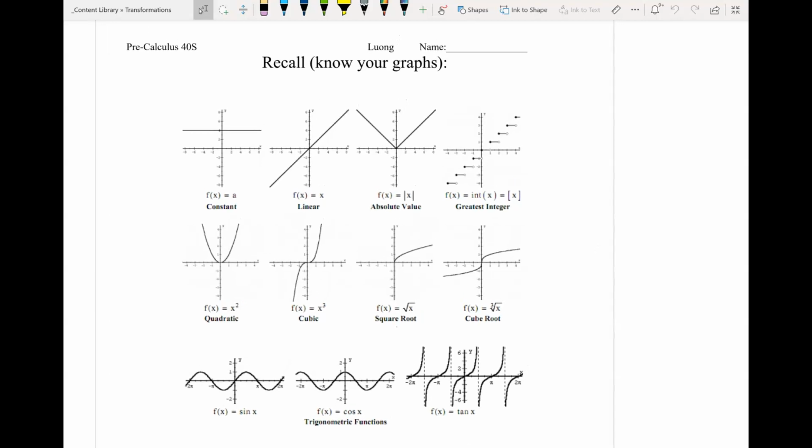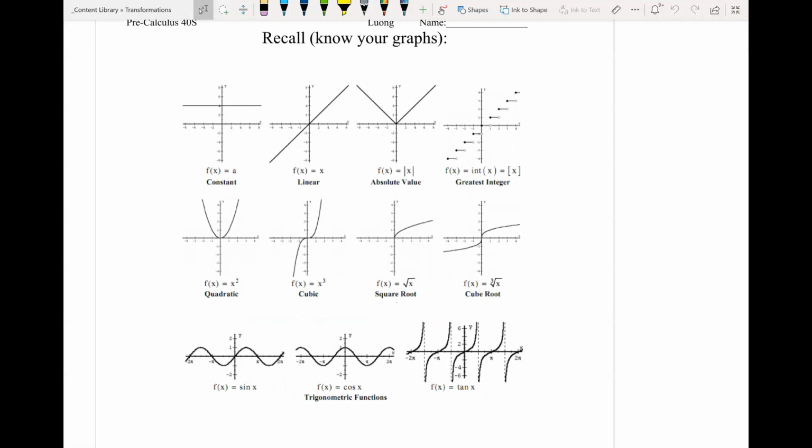Welcome to the new unit on transformations. On the first page of your note package, you can see that there are a bunch of graphs. Some will look familiar to you, some of them won't. For example, we've seen the constant graph, the linear graph, absolute value, the quadratic, the cubic, the square root, maybe even the cube root. The trig functions, we will be learning those when we do our trigonometry unit.